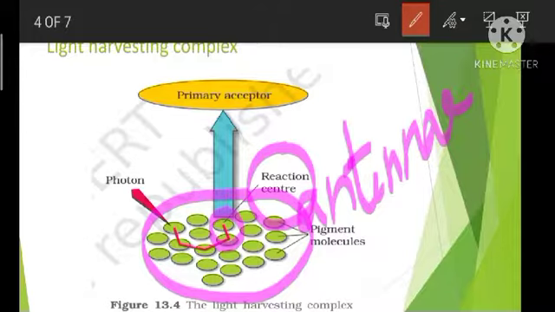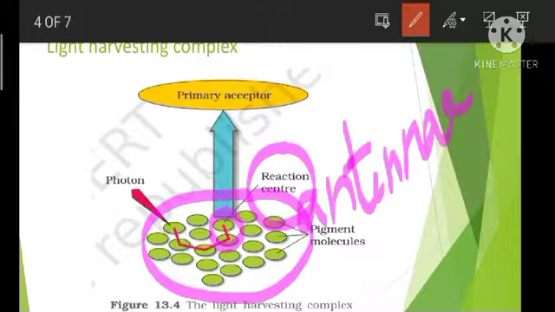What is the function of these antennae? They help to make photosynthesis more efficient by absorbing light of different wavelengths. So different pigment molecules are there, all absorbing light of different wavelengths, and that light energy will be transferred to the main reaction center, that is the chlorophyll A.